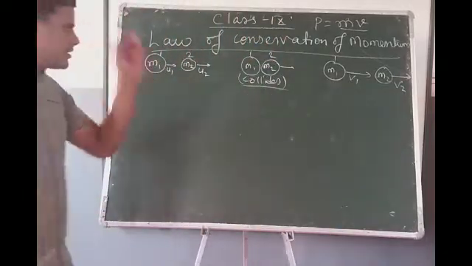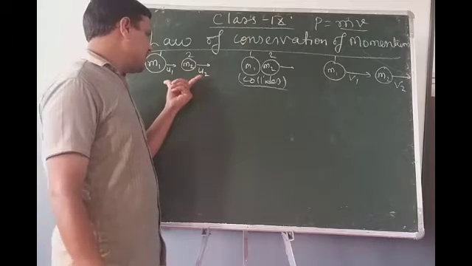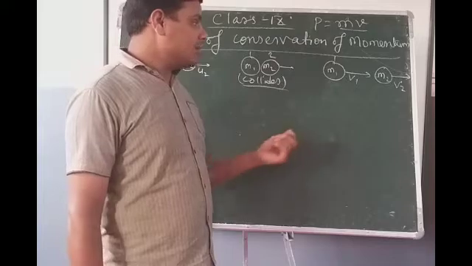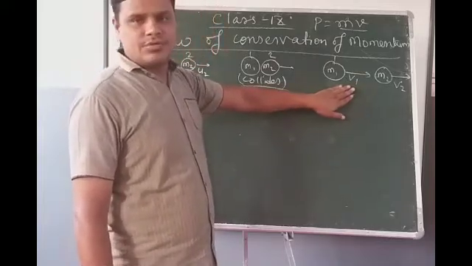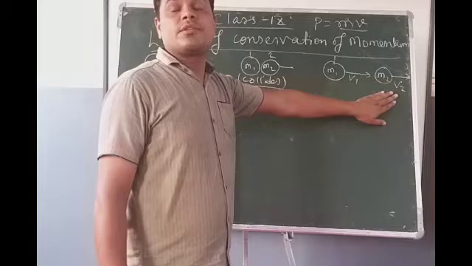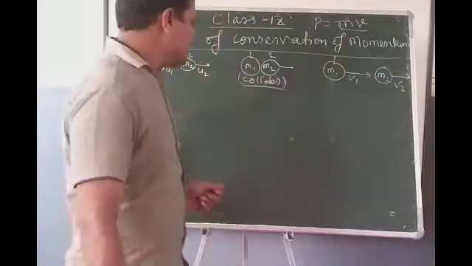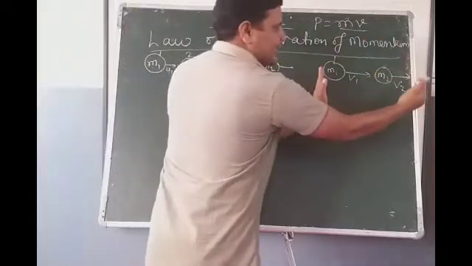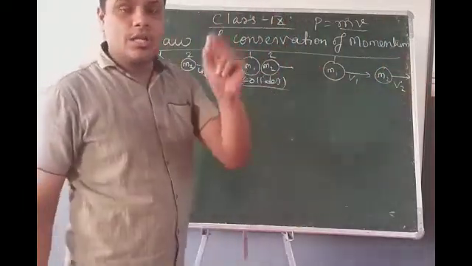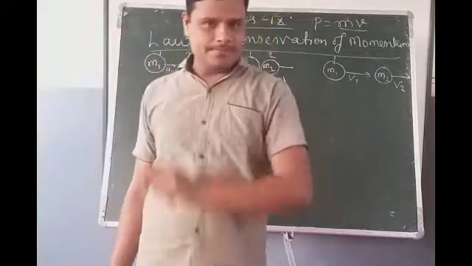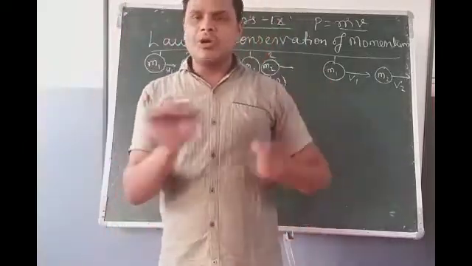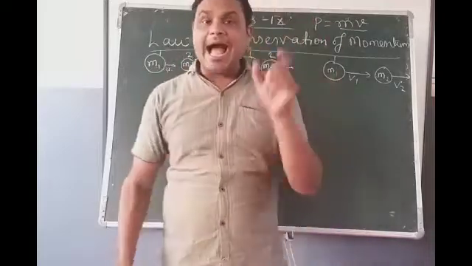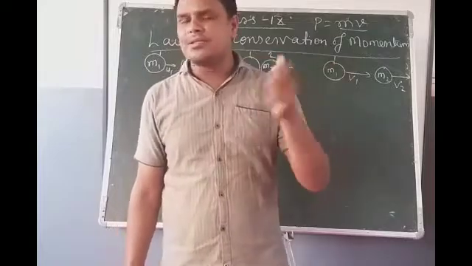Have you understood? See, two bodies are moving with initial velocities u1 and u2. After some time, they collide with each other. After collision, the first body starts moving with velocity v1 and the second body starts moving with velocity v2. Now we can say that the total momentum before collision will be equal to the total momentum after collision. This is called the law of conservation of momentum. According to the law of conservation of momentum, the total momentum of an isolated system remains conserved.